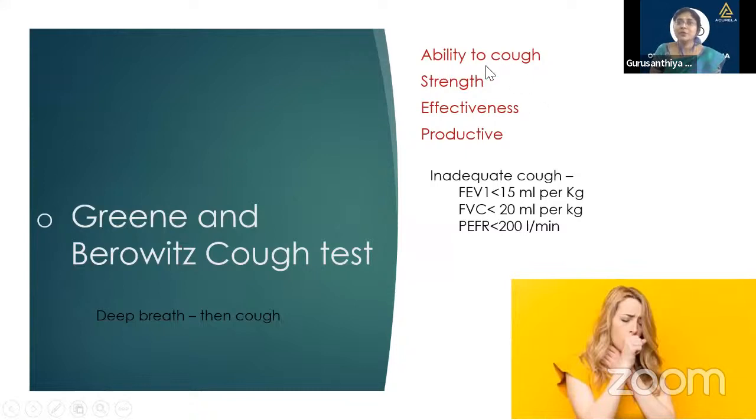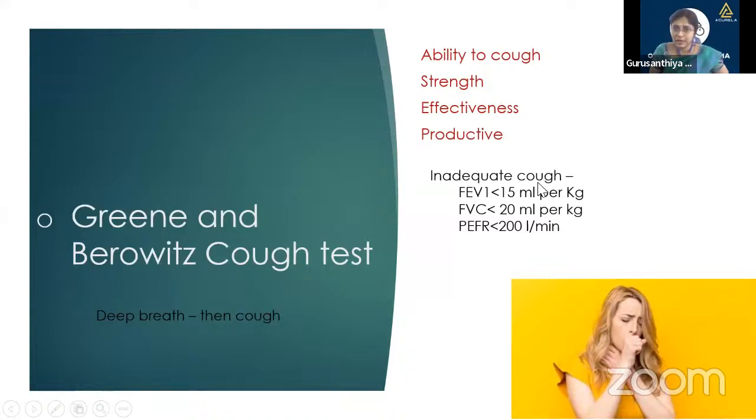We look at the ability of the patient to cough, the strength of the cough, the effectiveness of the cough, and whether the cough is productive or non-productive. If it is productive, then it means that the patient has pulmonary congestion or a pulmonary infection, and your patient is going to have an increased risk of postoperative pulmonary complications.